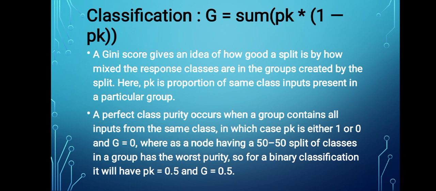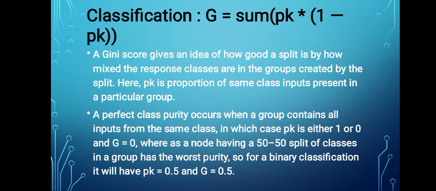A perfect class purity occurs when a group contains all inputs from the same class, in which case pk is either 1 or 0 and G equals 0. A node having a 50/50 split of classes in a group has the worst purity. So for a binary classification, it will have pk equals 0.5 and G equals 0.5.